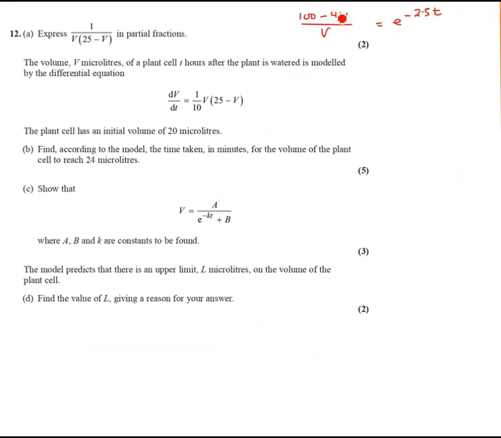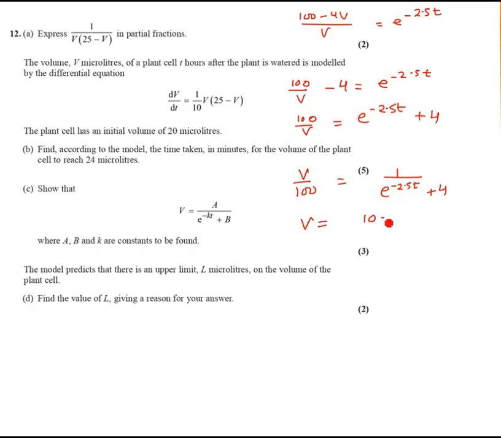Now let's divide each of the terms in the numerator. So 100 divided by v minus 4v divided by v will be just 4, equals e to the power minus 2.5t. So add 4 to both sides. So 100 over v equals e to the power minus 2.5t plus 4. Now do the reciprocal again. So you can write v over 100 equals 1 over (e to the power minus 2.5t plus 4), and let's times by 100. So v can be written as 100 over (e to the power minus 2.5t plus 4).